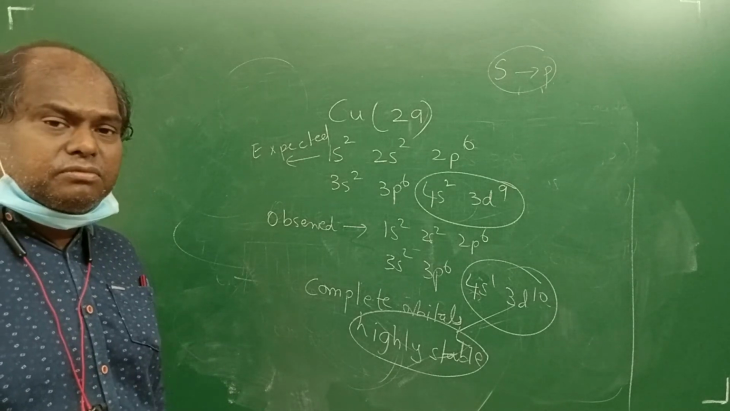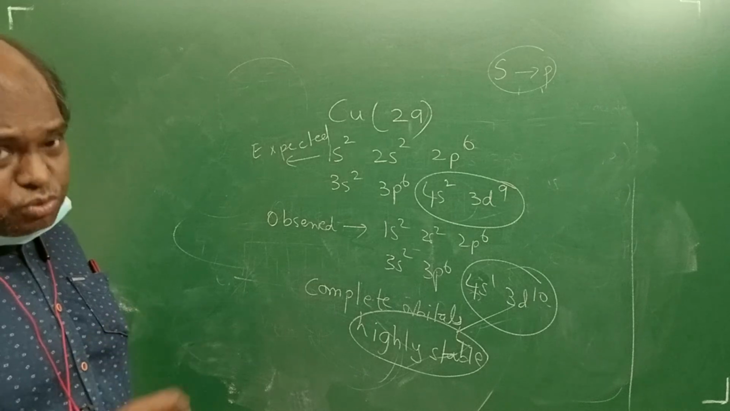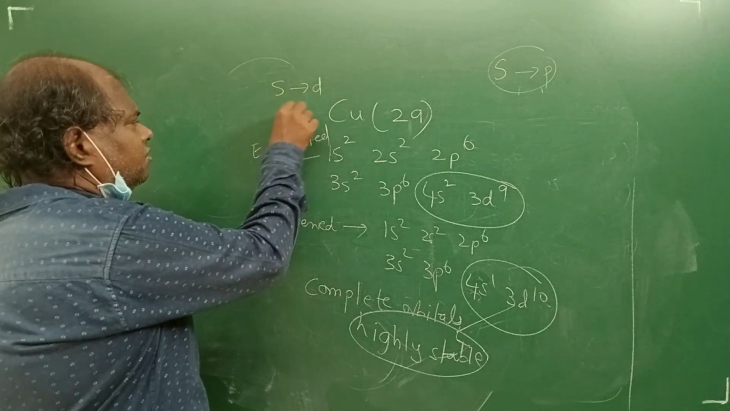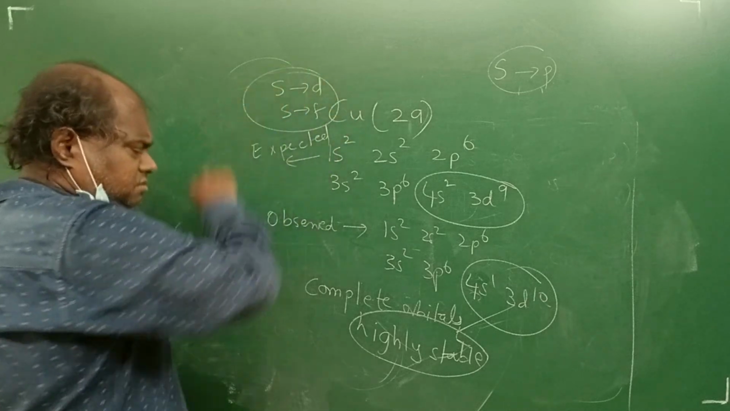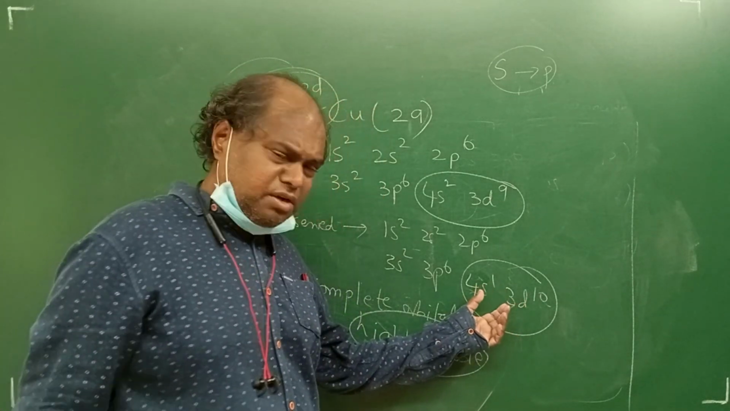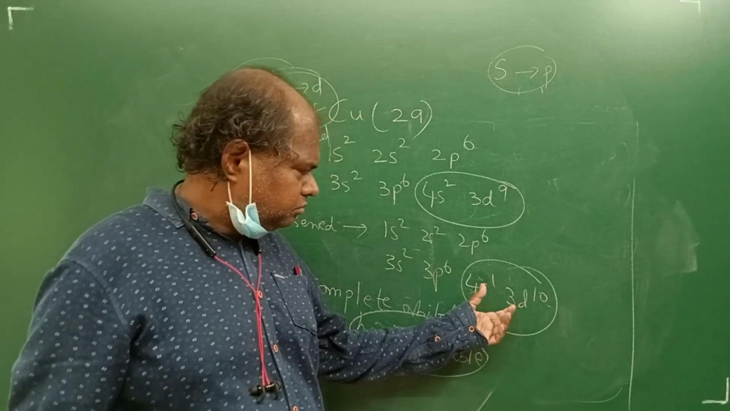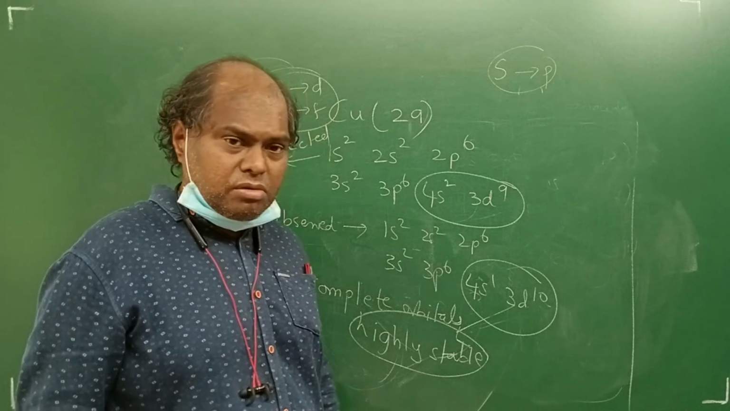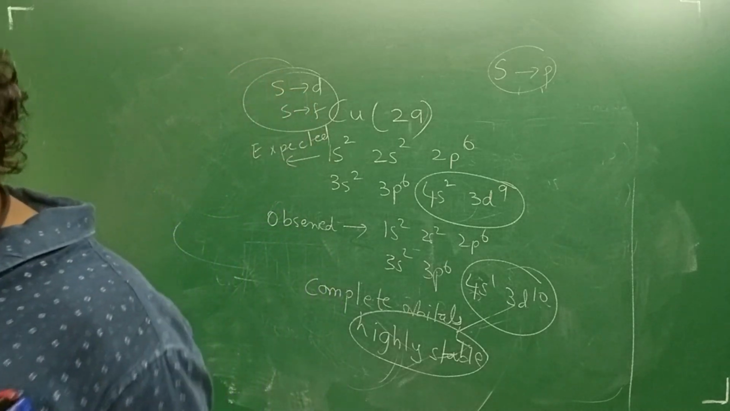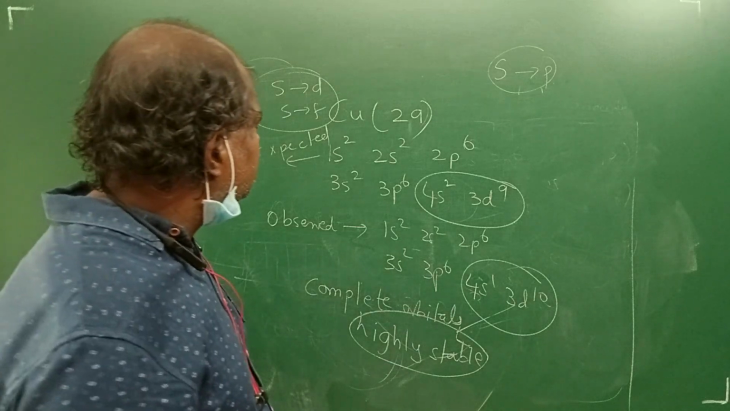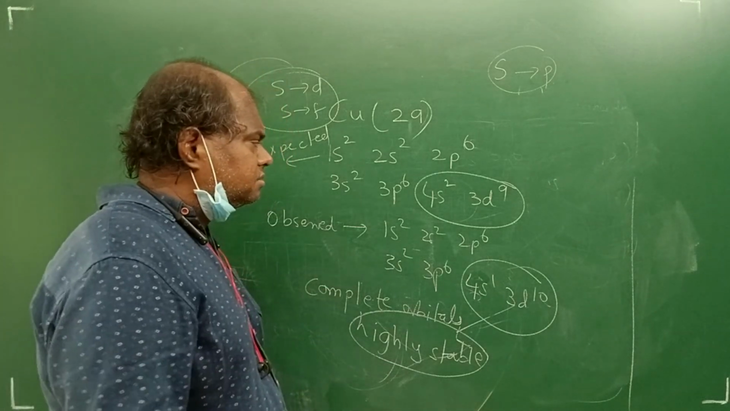That's stable. Fine. But again, students, here also you can do only from S to D and S to F. You can't do it everywhere, please remember. Same problem: the gap is not much. In 4s and 3d the gap is very less. So you can do it only for D block and F block.